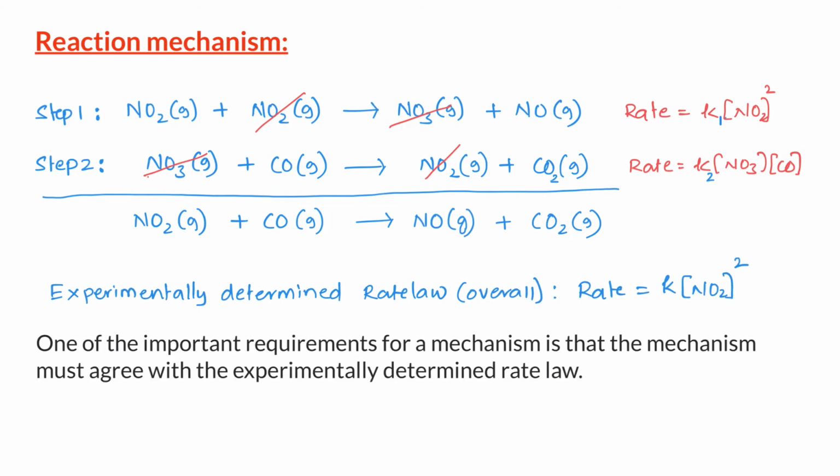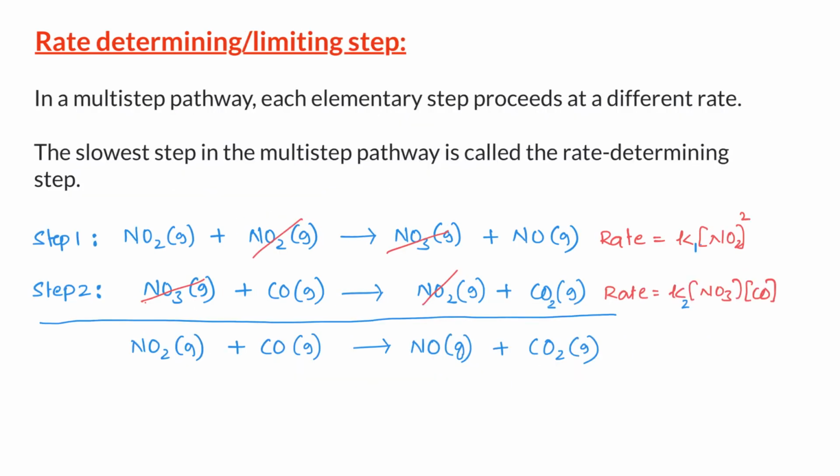One of the important requirements for a mechanism to be valid is that the rate law of the proposed mechanism must agree with the experimentally determined rate law. Now, how do we deduce the rate law of the overall reaction from the proposed mechanism? To understand this, we need to introduce a concept called the rate limiting step. In a multi-step pathway, each elementary step proceeds at a different rate.